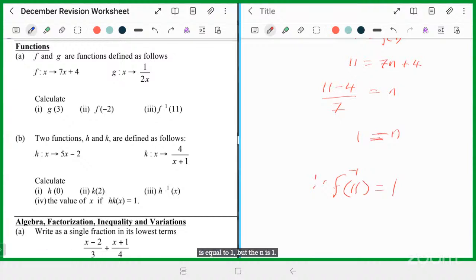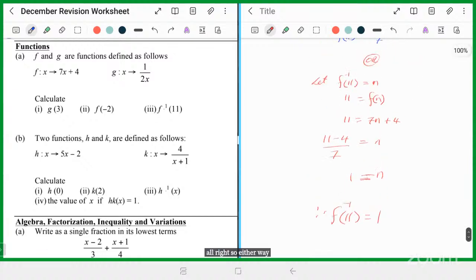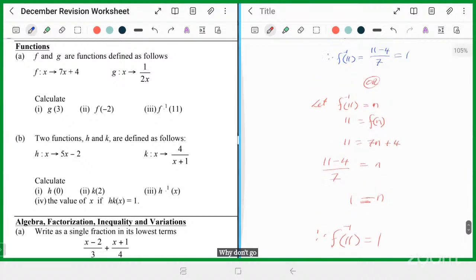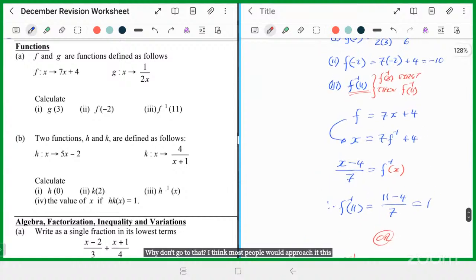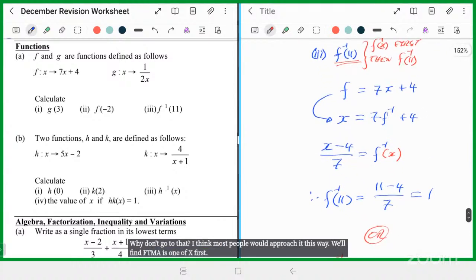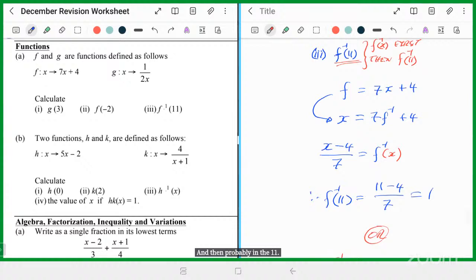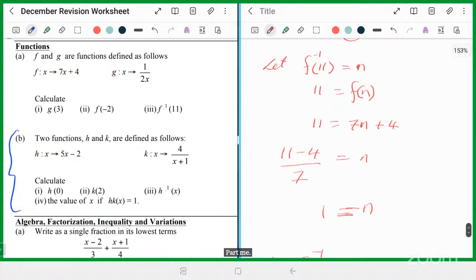All right? So either way, the result is the same. But I think most people would approach it this way. We'll find f to the minus 1 of x first, and then plug in the 11. All right, next part. Part B. Part B. Let's go.